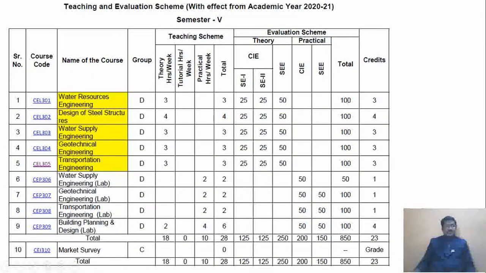Then if you see the laboratories, they are for water supply engineering, geotechnical engineering, transportation engineering, and building planning and design. And one more audit subject is the market survey, which is very interesting, where we can understand the various developments or current situation in the market and various aspects associated with civil engineering elements. So the total in this semester is 850 marks, and there are 23 credits.